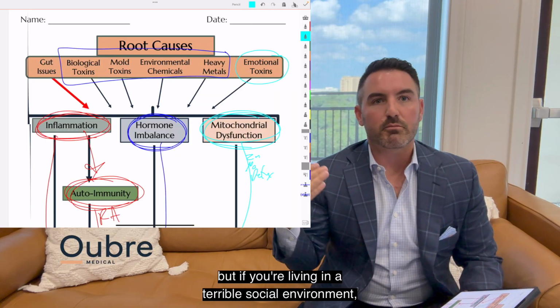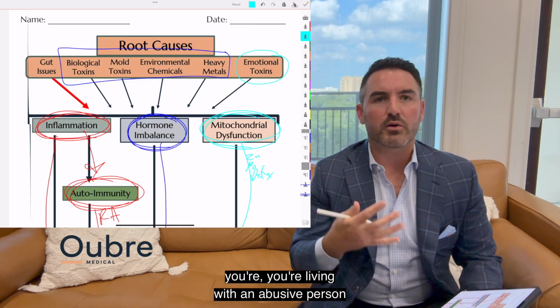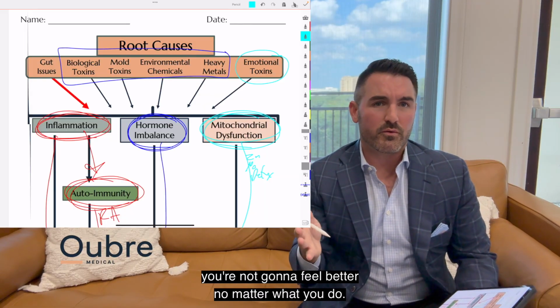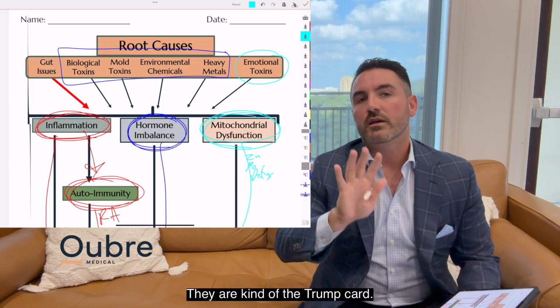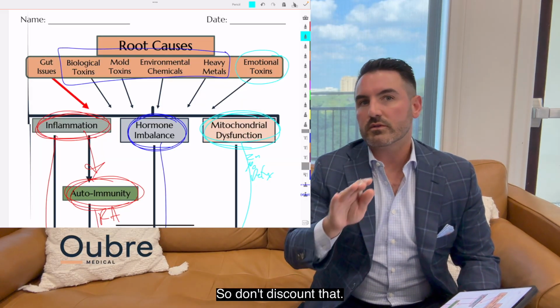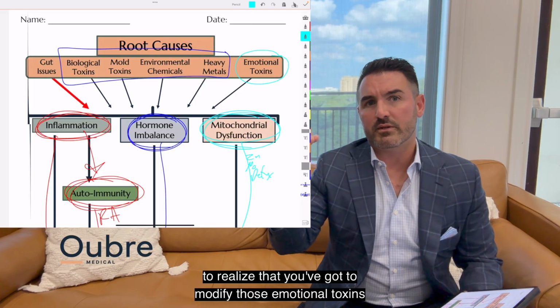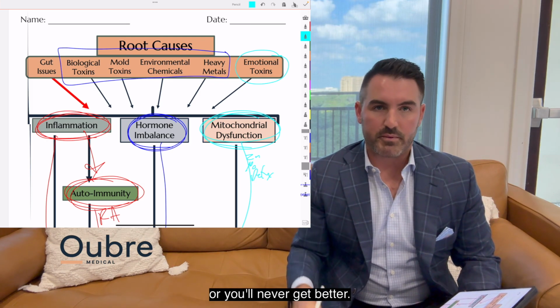What I mean is, you can fix your gut and you can detox your body, but if you're living in a terrible social environment, you're living with an abusive person or family member or whatnot, you're not going to feel better no matter what you do. Emotional toxins are extreme. They are kind of the trump card. They will override almost all toxins in health. So don't discount that. But at the same time, make sure you give enough power to realize that you've got to modify those emotional toxins or you'll never get better.